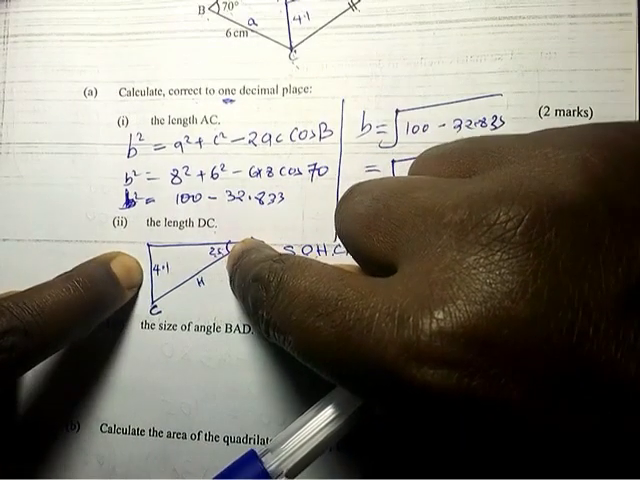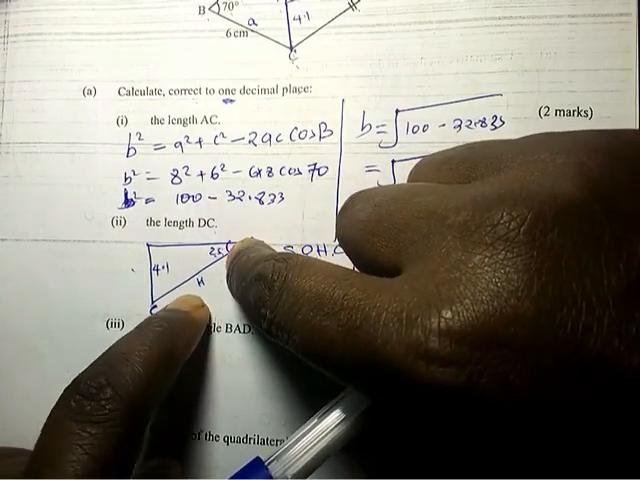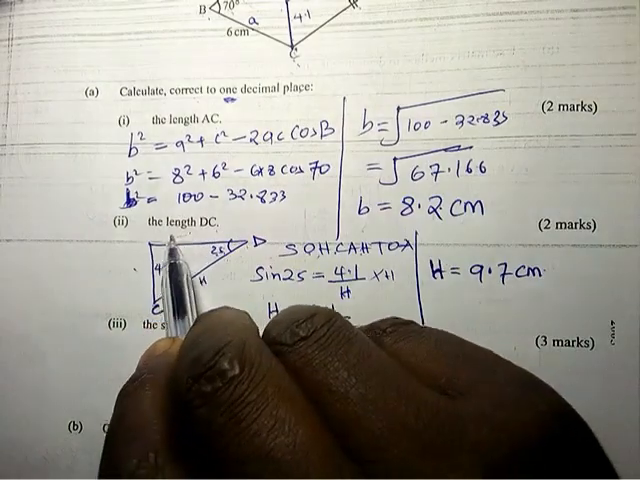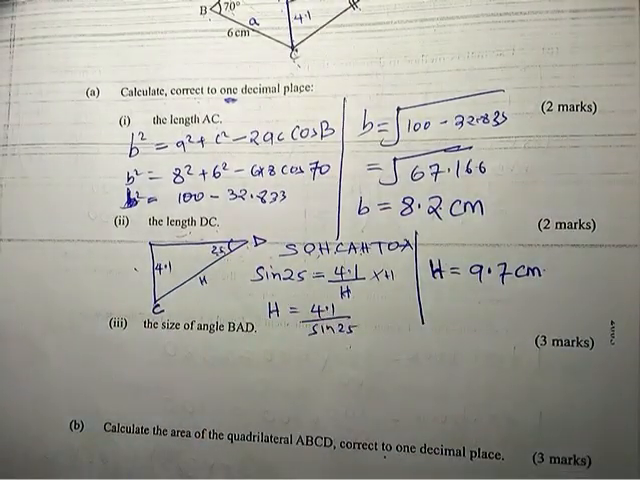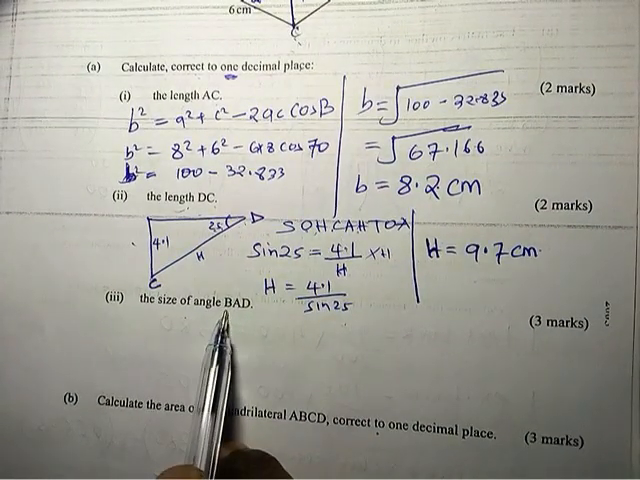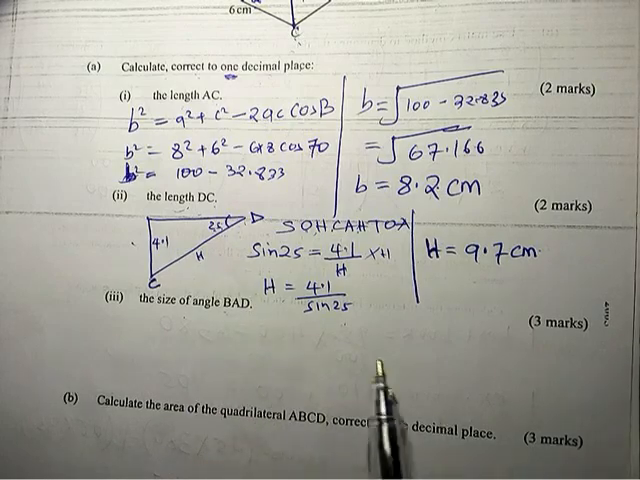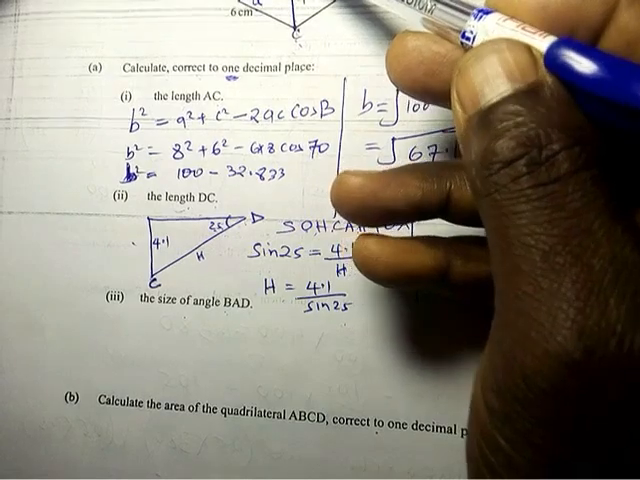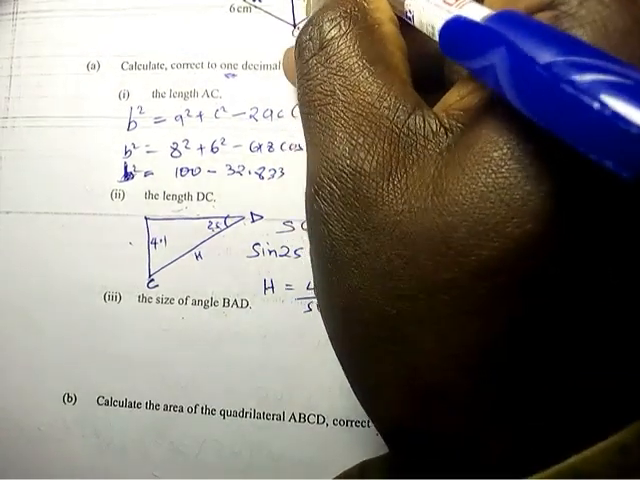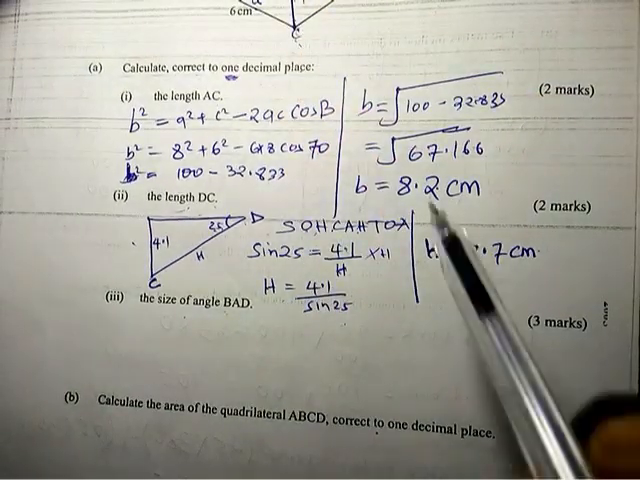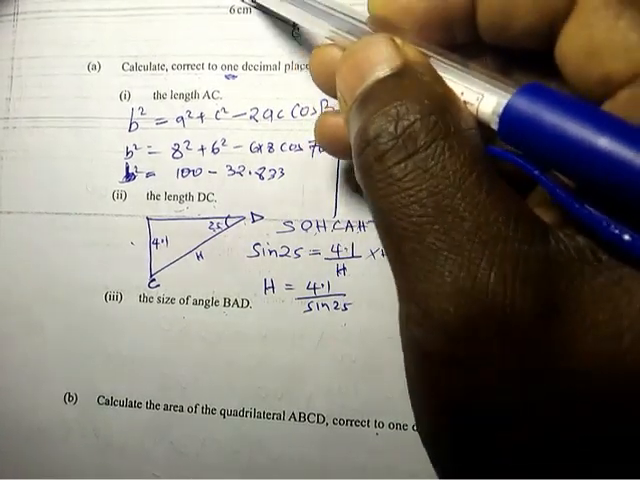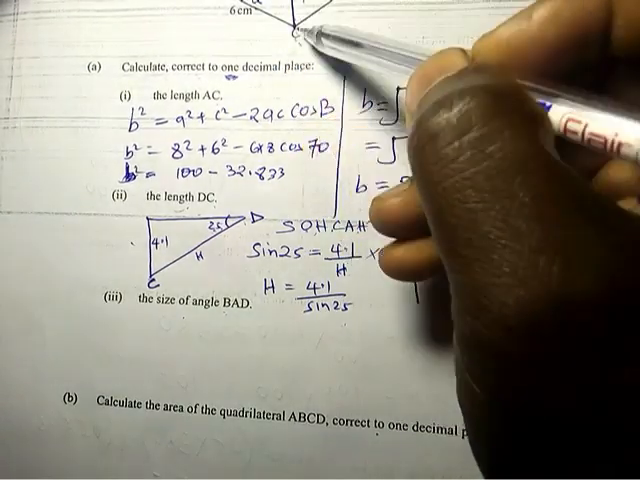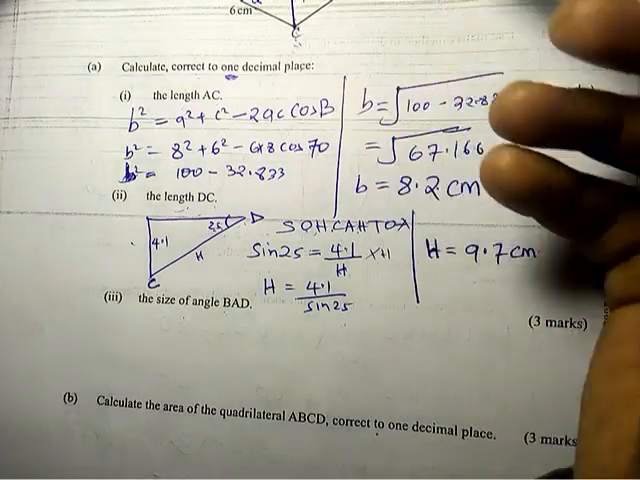This is going to be the opposite. This one is the hypotenuse. This here is the adjacent for this. The size of angle BAD, this angle here. But before we get that one, we can get this angle BAC, or we can get it all.